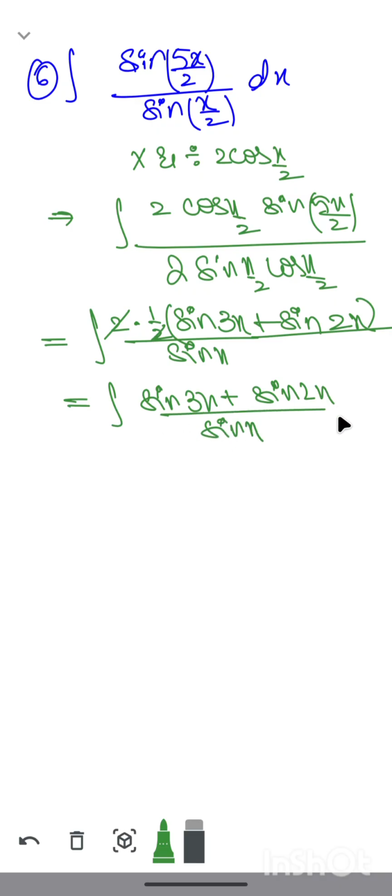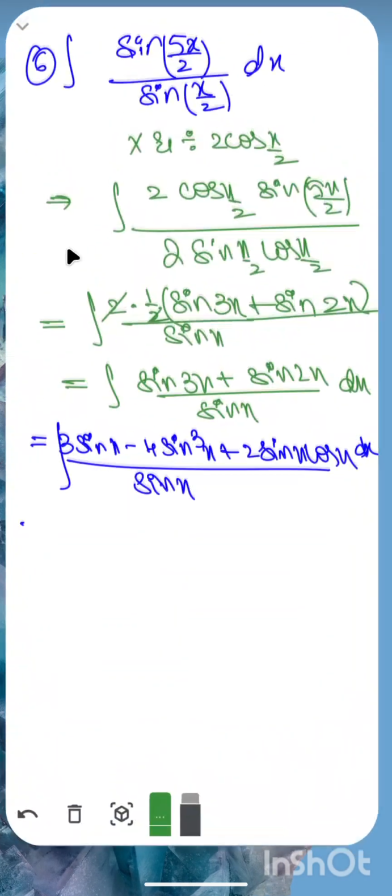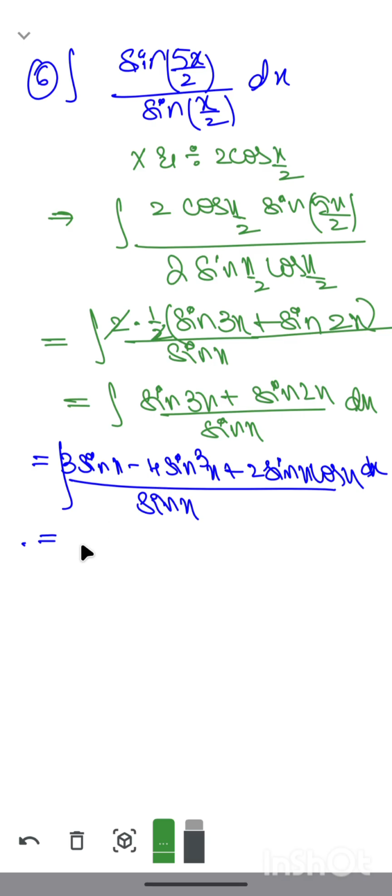Now to find the integral of this term, we should rewrite it using multiple angle formulas. Sin 3x can be rewritten as 3 sin x minus 4 sin cube x. Sin 2x can be rewritten as 2 sin x into cos x, whole divided by the denominator sin x. When I divide each numerator term by the denominator, 3 into sin x by sin x is cancelled. Remaining is 3 into integration of dx, first term, minus 4 is a constant, you can keep it outside.